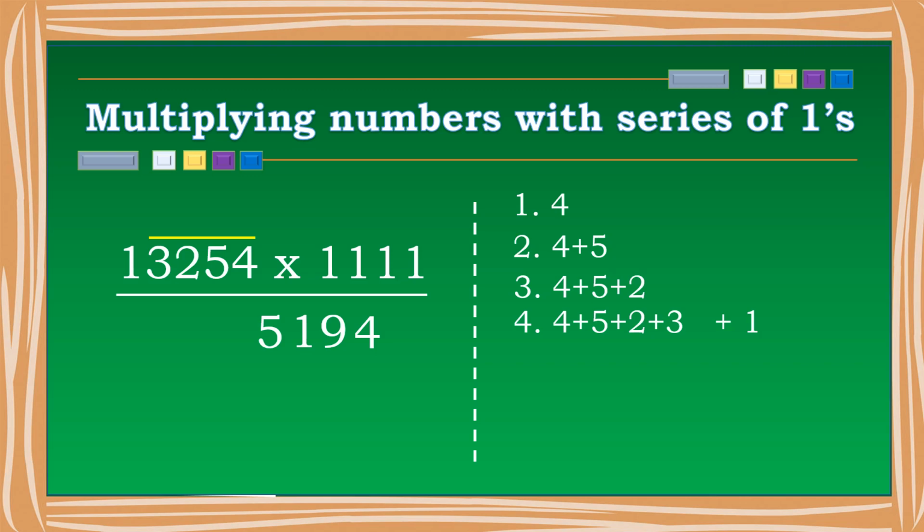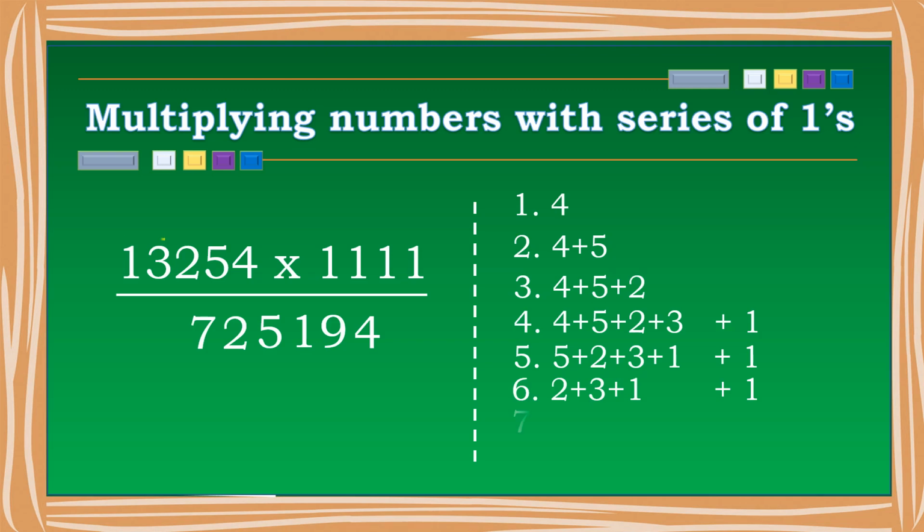Now the next step, we leave 4 and we start from 5. Next step, 5 plus 2 plus 3 plus 1 plus previous carry. So 12, again 1 carry forward. Next step, leaving 5, 2 plus 3 plus 1. So plus 1 carry, so total 7. No carry forward from now onwards. Next step, 3 plus 1, 4. 1 as it is. So this is our answer.